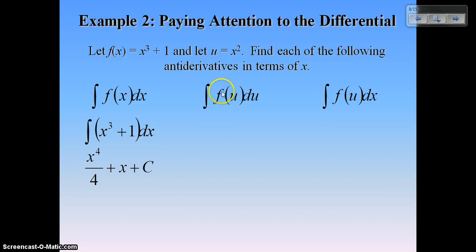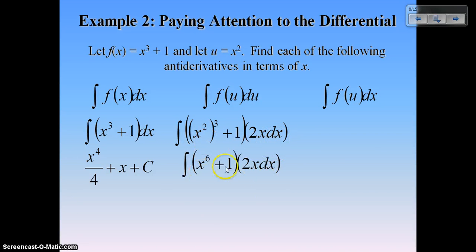What about this one, though? The integral of f of u du. Well, first of all, I'm going to take the u and plug it into f. So this will come in and plug in here. And then the du, here you see the x squared being plugged in. The du is the derivative of u. So the derivative of x squared is 2x dx.